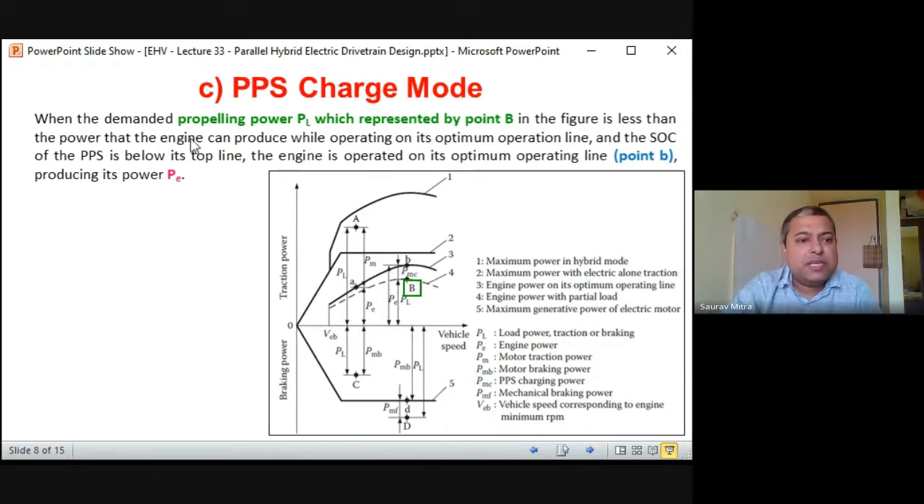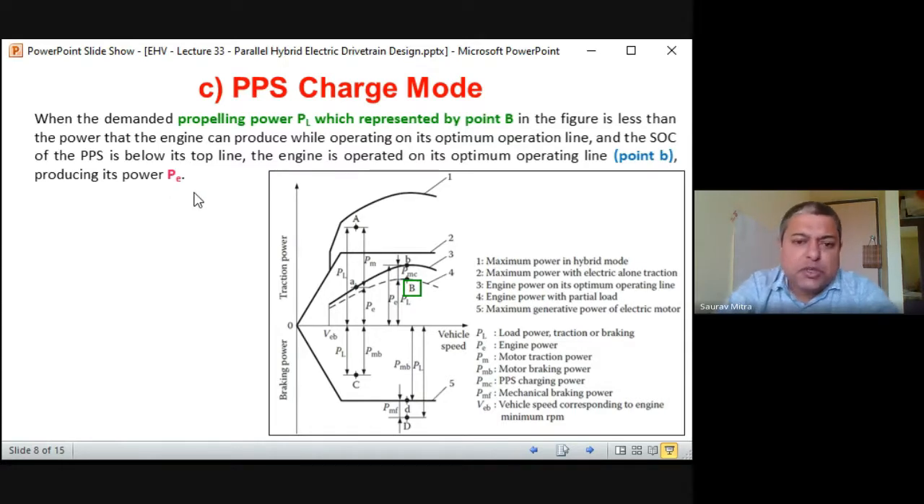And the SOC of the PPS is below the top line. This is the SOC top line, and here it is below. That means the SOC is not fully charged, or the PPS is not fully charged. So in that case, the engine is operated on its optimum operating line, point B. So point B is here. The engine is operating below its operating line, that means the engine is in these dash lines, in this case producing power PE.